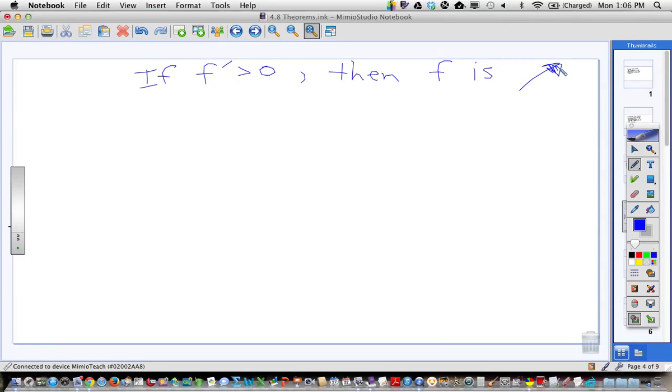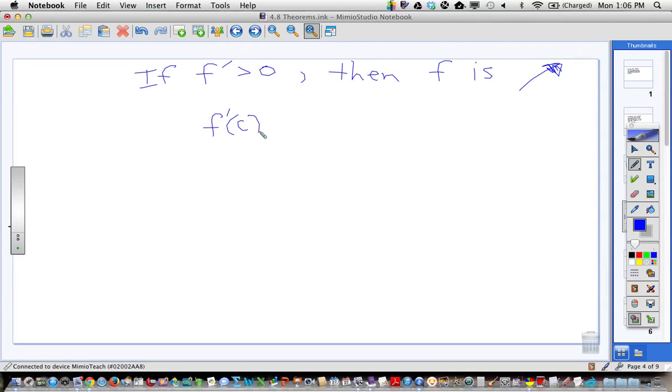This is a key component of the chart. If F prime is positive, then F's increasing. Now, you guys just trusted me on that, and it makes sense. If the slope is positive, the graph's going up. But mathematically, that wouldn't be enough for a mathematician, right? They want to prove it. Here's what a proof would look like. And the proof would actually use the mean value theorem.